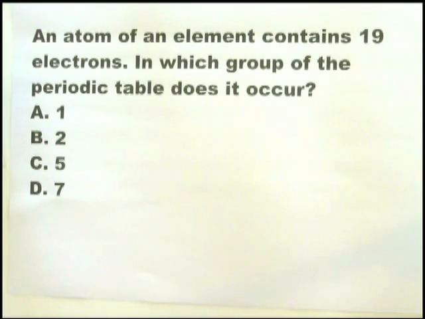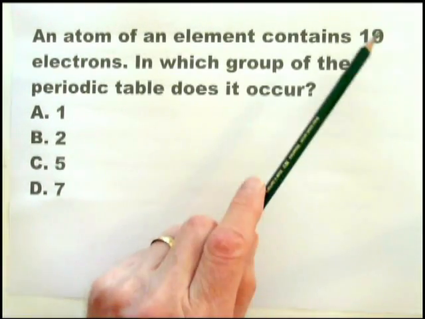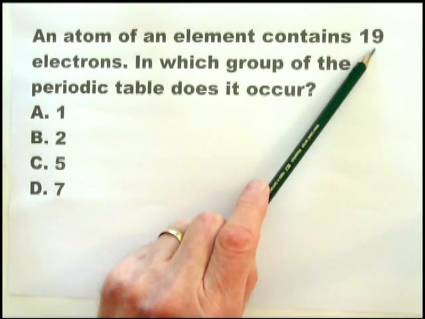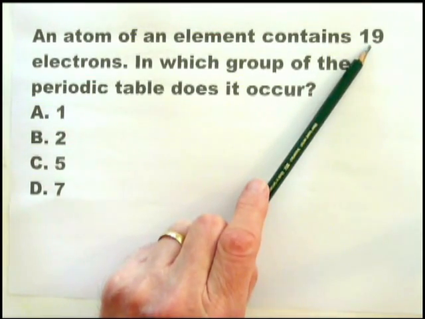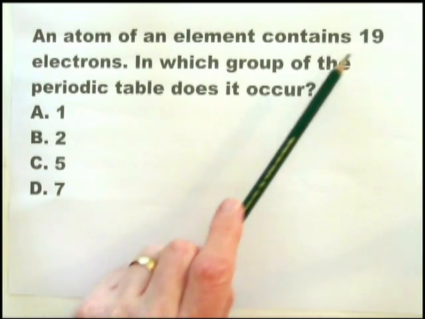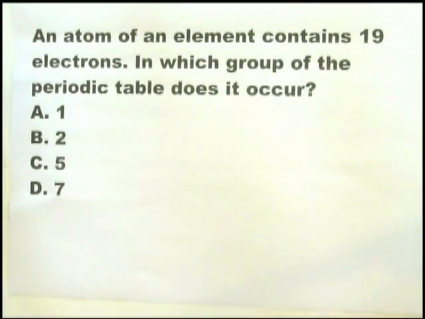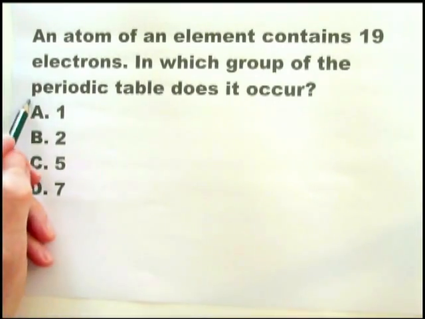In paper 1, you do have the periodic table to look at. However, if you've done the exercise I've suggested, which is to look at the periodic table for 5 minutes every day for a week and then do it 2 or 3 months later, you will know that the element that contains 19 electrons is potassium. And you will therefore remember that the group in which it occurs is group 1.